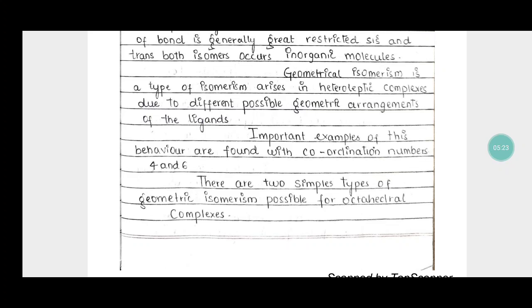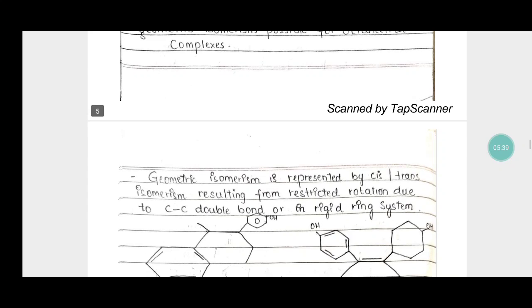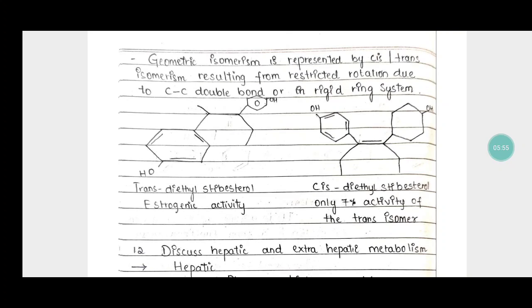So the important examples of this behavior are found with coordination numbers 4 and 6. There are two simple types of geometric isomerism possible for octahedral complexes. The geometric isomerism is represented by trans or cis isomerism, resulting from restricted rotation due to a carbon-carbon double bond or in a rigid ring structure or system.